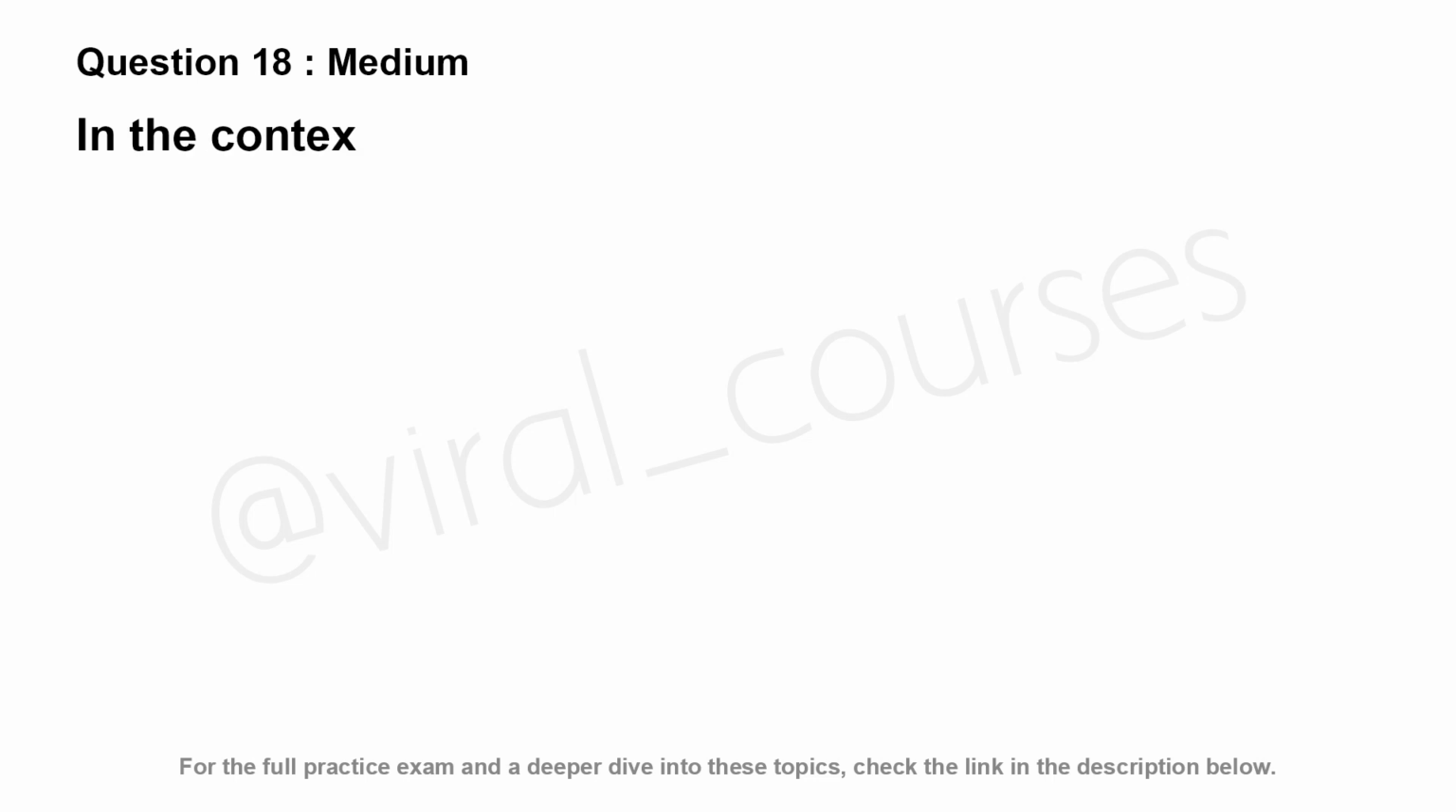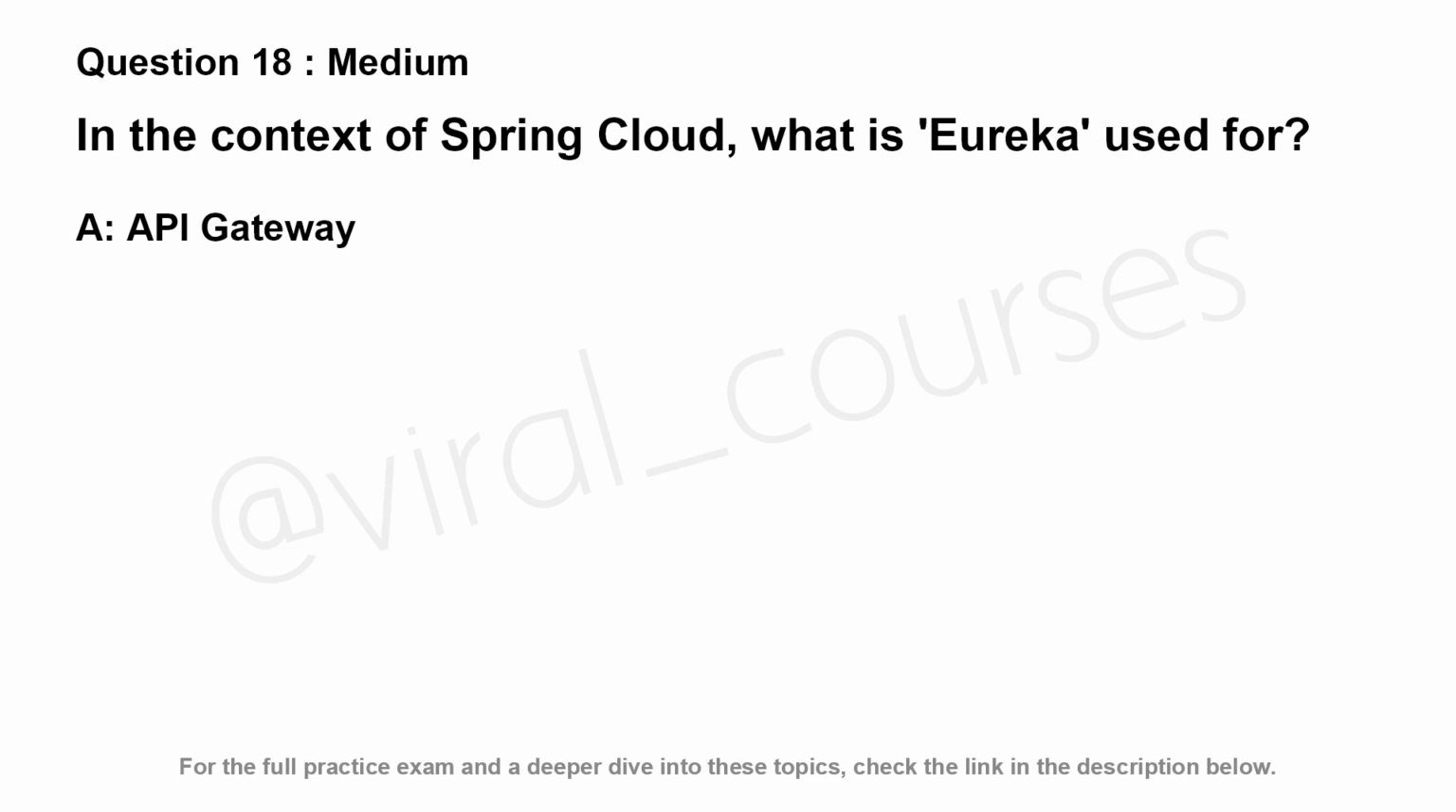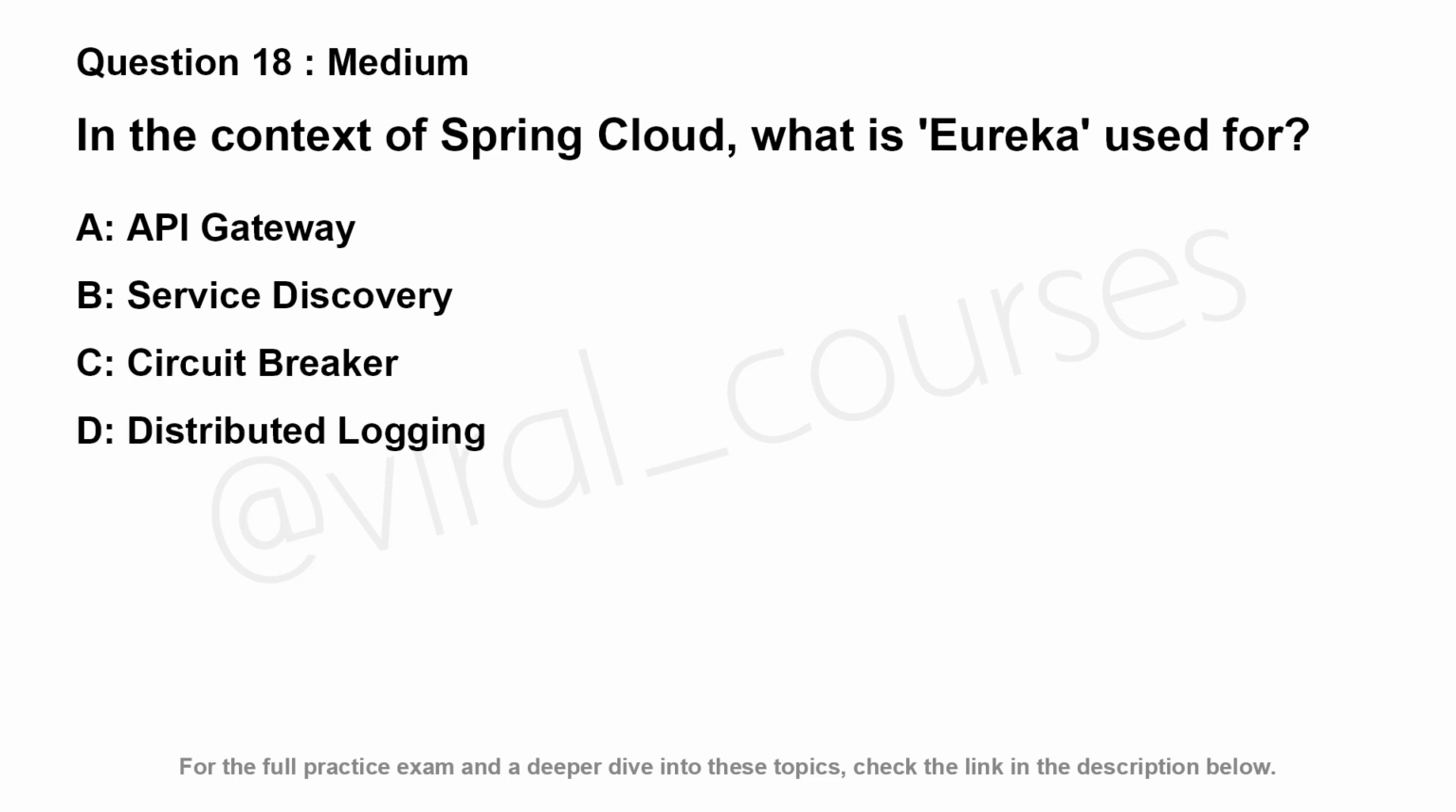In the context of Spring Cloud, what is Eureka used for? Option A. API Gateway. Option B. Service Discovery. Option C. Circuit Breaker. Option D. Distributed Logging.